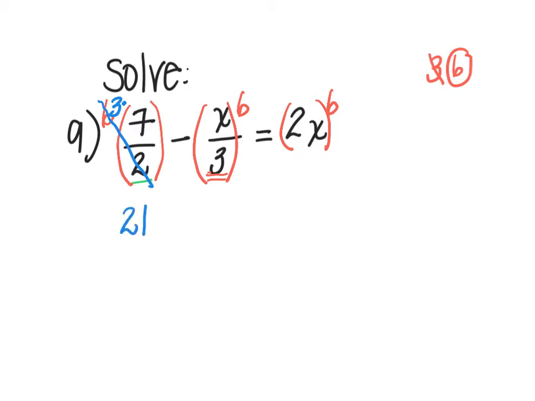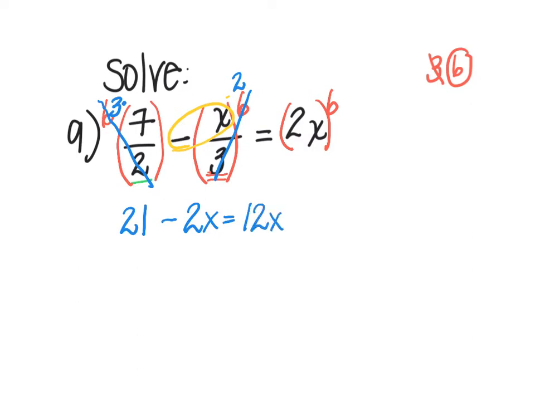Next step, I'm going to take 6 and divide it by 3. 6 divided by 3 is 2. Now I have to multiply. Be careful here. The negative x times 2. So negative x times 2 is negative 2x. And then the last term, there's no denominator, so I don't have to do division. I just do multiplication. 2x times 6 is 12x.